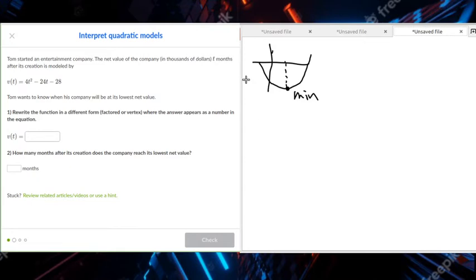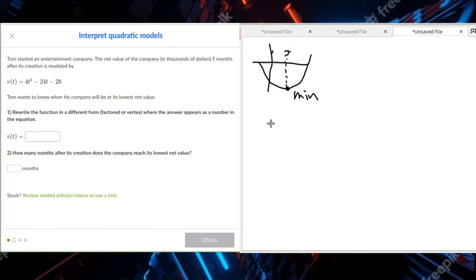So we want to put this in vertex form. And it's asking when. So that's the x value of the vertex form. So rewrite the function in a different form, factor to vertex, where the answer appears as a number in the equation. How do we do that normally? We do it by completing the square, right?